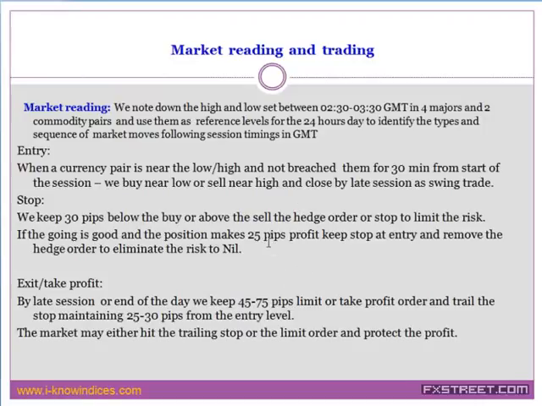And once the position makes 25 pips profit, we keep stop at entry and remove the hedge order. Thereby, the risk is eliminated. And then a 45 pips limit is kept when the market is making slow momentum. And if the momentum is good, then we keep about a 75 pips limit. The market would either hit our trailing stop or the take profit order so that we are able to grab the profit. So in our money management, we first of all try to see that we don't incur any loss by keeping stop at entry. Then subsequently, we maximize the profit using a trailing stop and also the trailing take profit order.